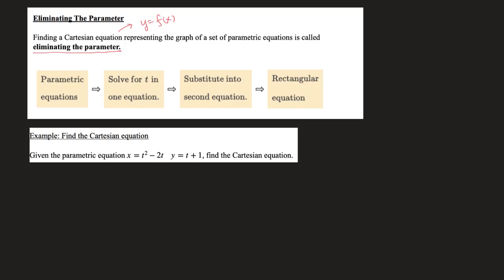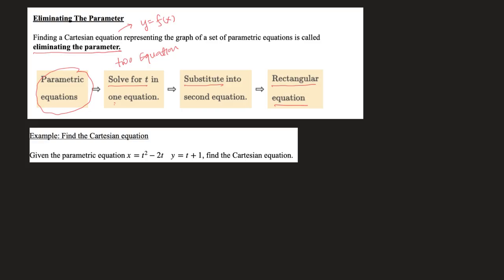So we're gonna eliminate the third variable to find the Gaussian equation. So here's the step. We have a parametric equation, then solve for t from one equation. Usually you have two parametric equations. You're gonna use one of them to solve for t, then substitute into the equation we didn't use. Then we're going to have a rectangular equation. That's what we're going to find, the rectangular equation or Gaussian equation.